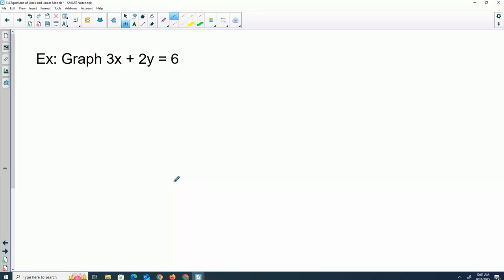Kind of a review from yesterday here. This one I'm asking you to graph it. And yesterday we were graphing our lines, but this is written in standard form. Can I just look at it in standard form and know how to graph it? No. What would you do?